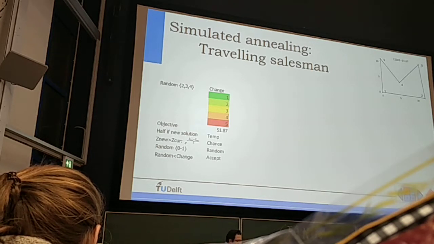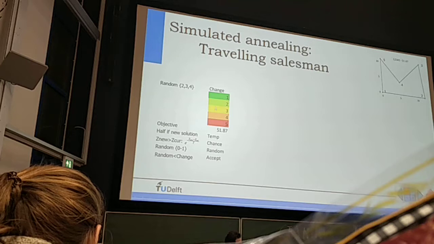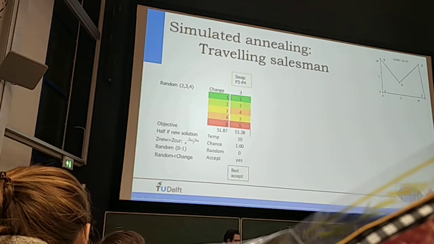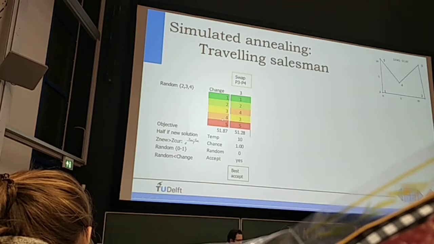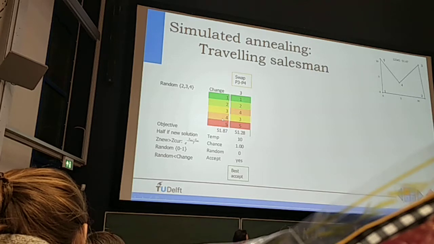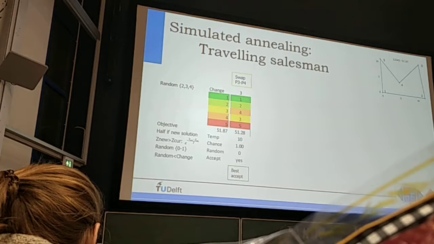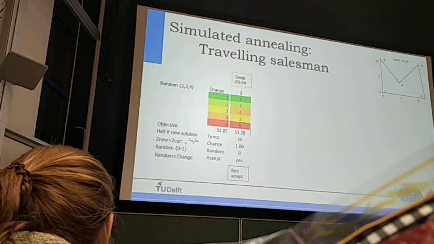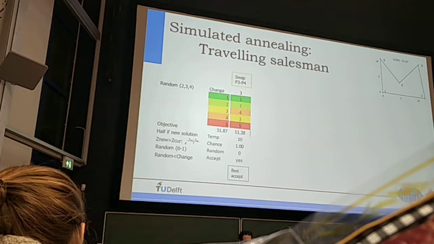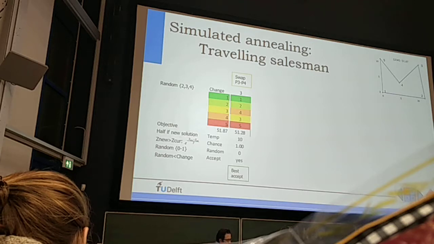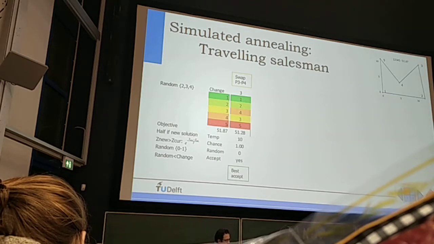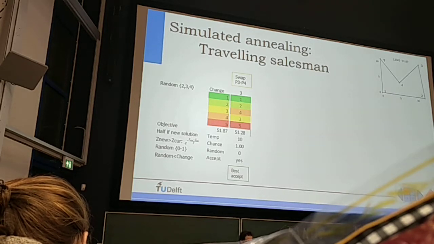Well, we have a temperature, a chance, a random, and an acceptance. And what we'll do here is that in this case, we pick a random number 2, 3, or 4. We picked 3, which means we'll swap around 3 and 4. So we now have 1, 2, 4, 3, 5. So it's 51.28. In this case, our temperature now is 10.